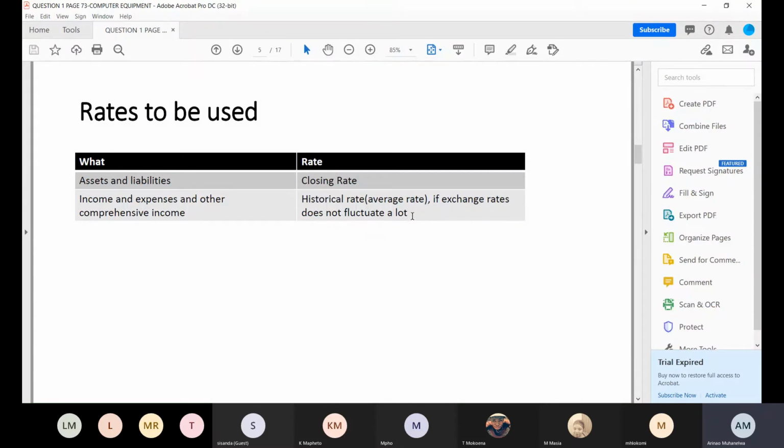So now the question is, what happens if these rates are fluctuating a lot? Then the standard stipulates that we cannot use the average rate. So it is very important that when you're recording all the transactions, you determine whether we are dealing with assets or liabilities, or with income and expenses. Because if we're dealing with income and expenses, for example interest, you must use an average rate, provided that the exchange rates are not fluctuating a lot. We'll see this as we read the actual question.